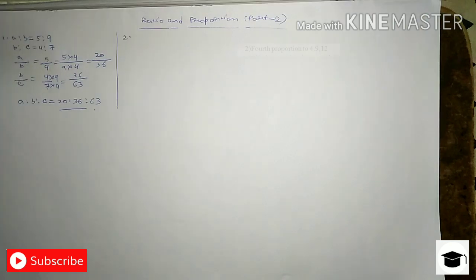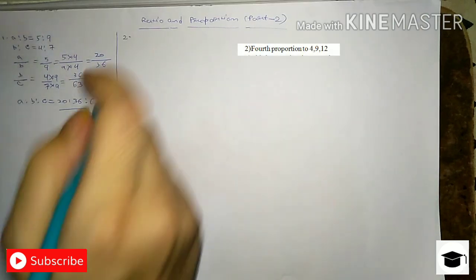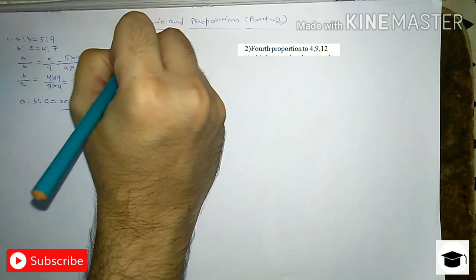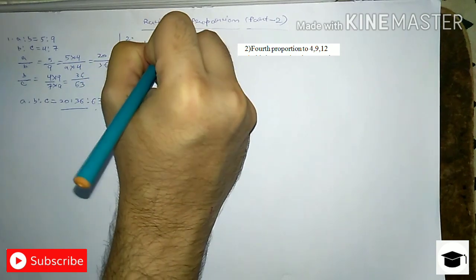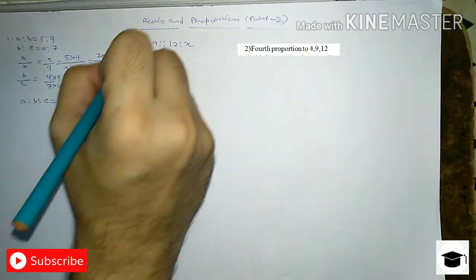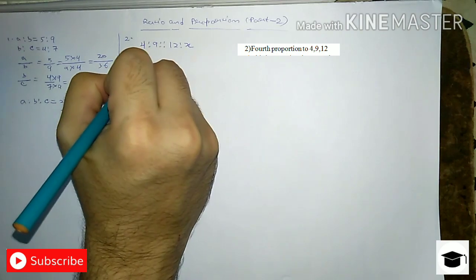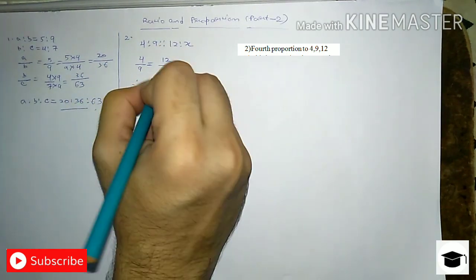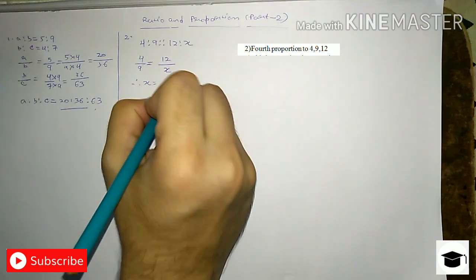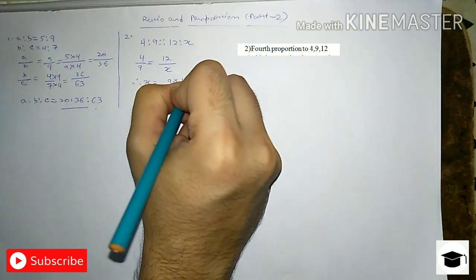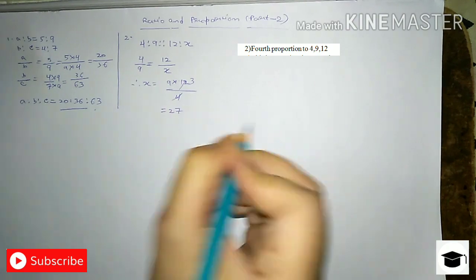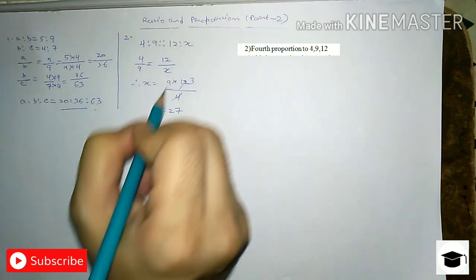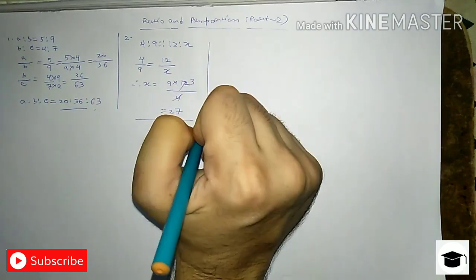Next question, fourth proportion to 4, 9 and 12. For the fourth proportion we can write that 4 is to 9 double is to 12 is to x. This can be written as 4 by 9 equal to 12 by x. So x equal to 9 into 12 by 4. So the fourth proportion of 4, 9, 12 equal to 27. Next question.